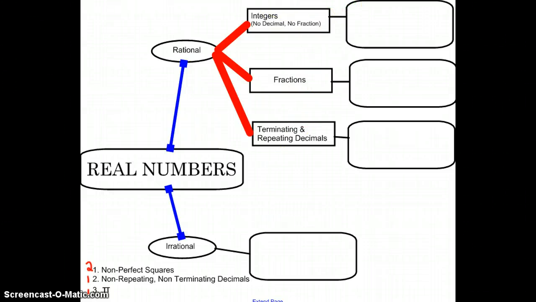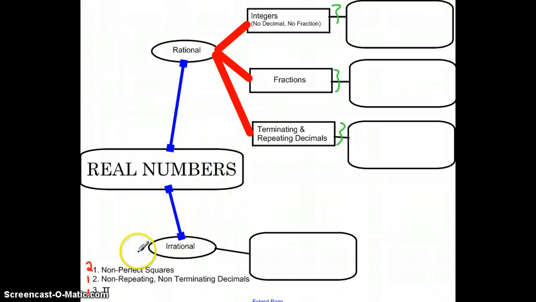So what I'd like you to do right now is please give me 3 examples of each of these. Put them in the box here. Okay, 3 examples of each of these. And I'll be able to check these when you come in tomorrow and check this out.